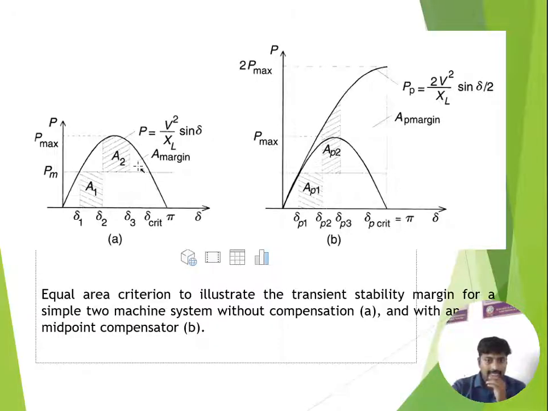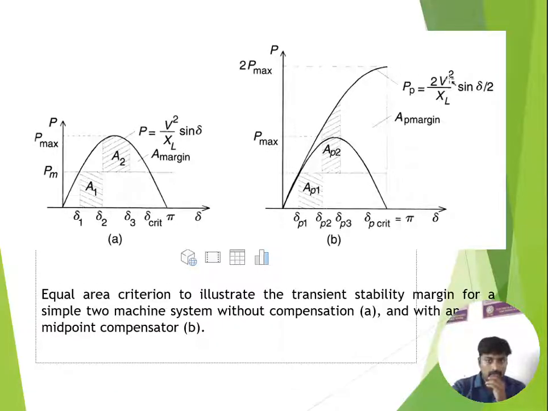Automatically, if the system crosses this margin, the system fails and collapses. So the limit angle, the final angle, is delta critical. If the load angle crosses the delta critical value, the system is in trouble, that is, it collapses. So after putting the midpoint compensation, the power is increased.